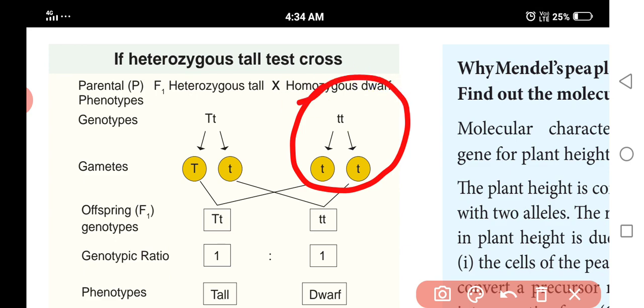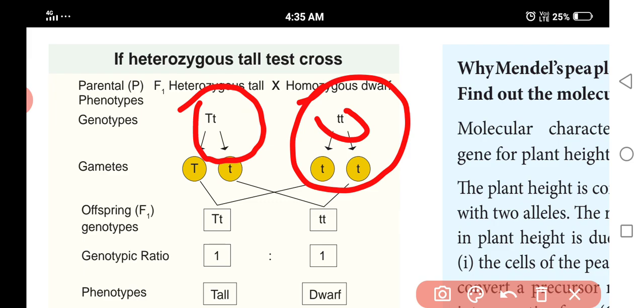Homozygous recessive organism. So it is possible to know an unknown genotype with one generation. For example, to know whether the given tall plant has genotype capital T capital T or capital T small t. This genotype we call heterozygous tall, which means capital T small t. But it is tall, so it is crossed with a homozygous dwarf. Homozygous dwarf means small t.